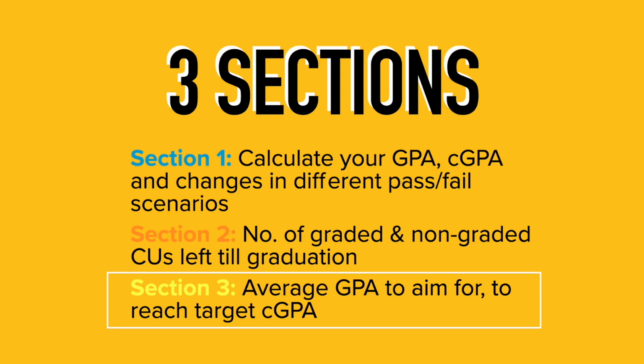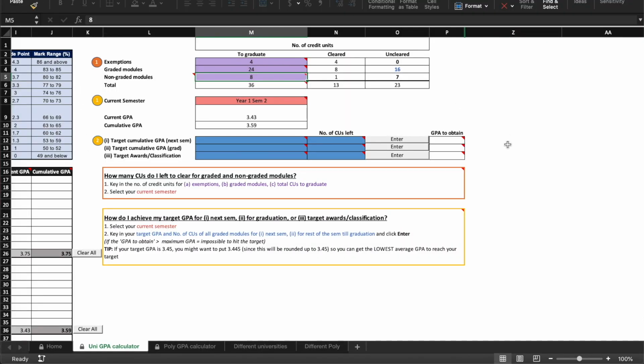So moving on to the last section, which is this part, where one could calculate and key in the target cumulative GPA for the next sem, or for graduation, or even set a target of your awards or classification. So for the first part, for example, if he would like to hit a GPA of 3.65 for the next sem, and he's intending to take 4 modules, which is 4 credit units, all he has to do is just click enter, and you can see this is the GPA that he should aim for the next semester.